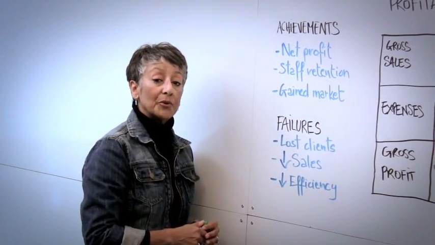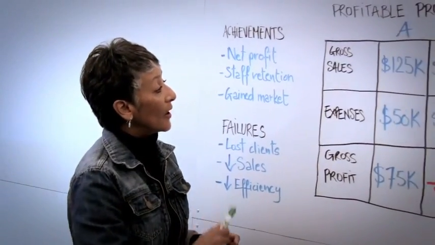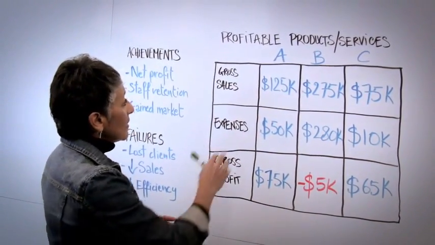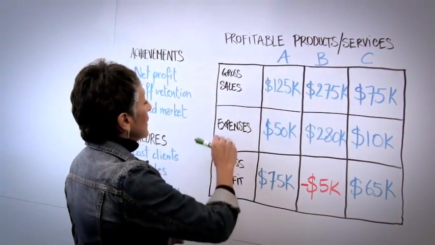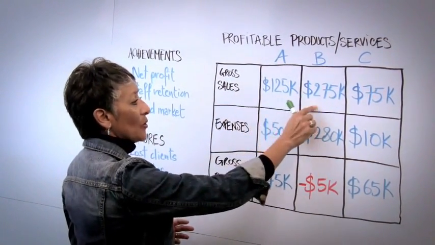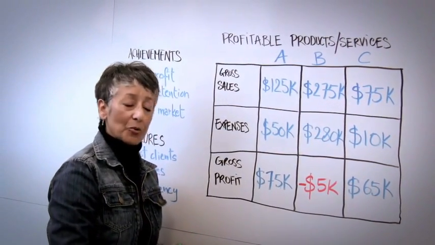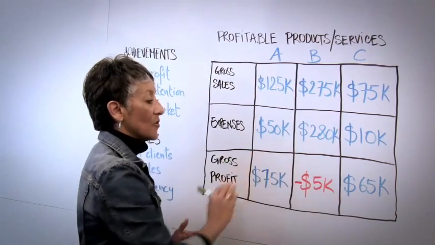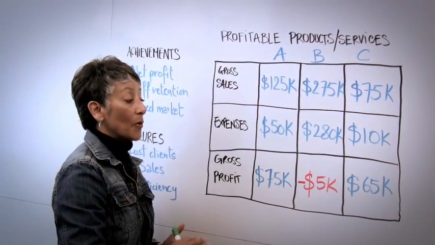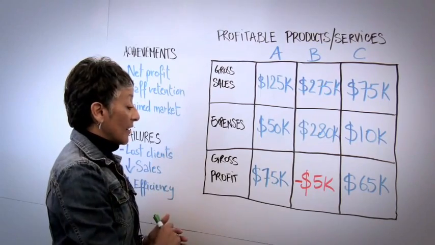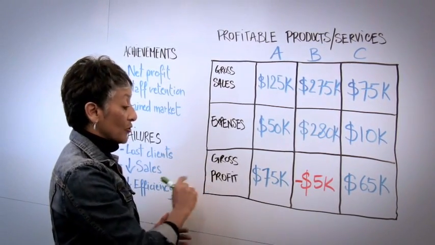Another area I want you to evaluate is how your products and services are performing. So let's look at Company Y. Product A, B, and C. I want you to develop a little grid where I want you to list what the gross sales are for each product or service that you perform. Then I want you to subtract out all of the expenses that are associated with developing, performing, providing that product or service. And then when you've subtracted it out, you find your gross profit.